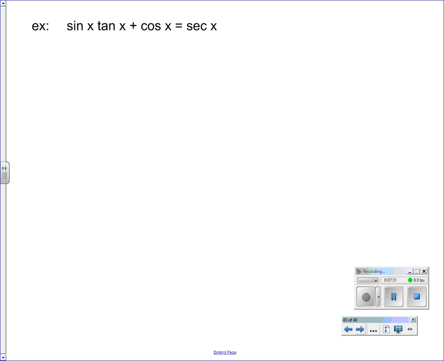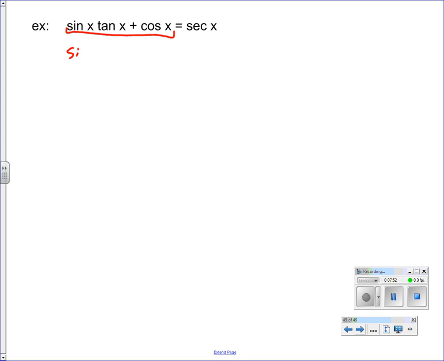So go to that same kind of thing for the second one. We have sine x times tangent x plus cosine x equals secant x. So again, we're going to work with one side at a time. Usually if you're not sure where to start, start with the more complicated side, because there'll be more things to simplify. So I'll go ahead here and try and put everything in terms of sine and cosine on that side.